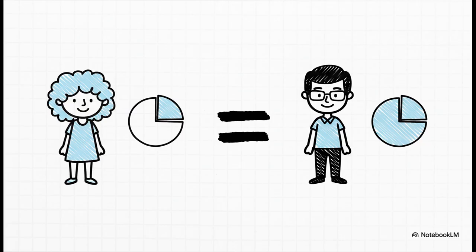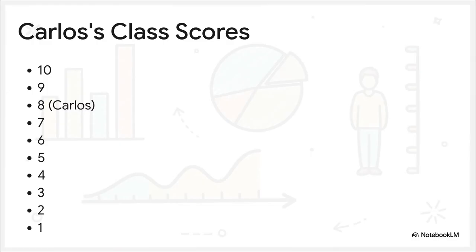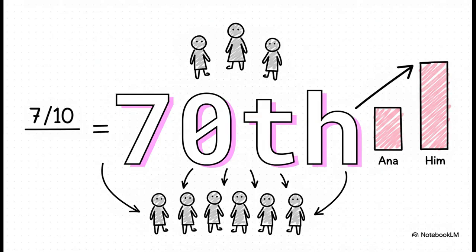Okay, now here is the twist. Carlos got the exact same score as Anna, 8 out of 10, which means, of course, his percentage is also 80%. But, and here's the kicker, he's in a different class. And you can see right away how different his class is. The scores are way more spread out, there are a lot more lower scores, and you'll notice Carlos is the only person who got an 8. There are no ties. So what does that do for his percentile?